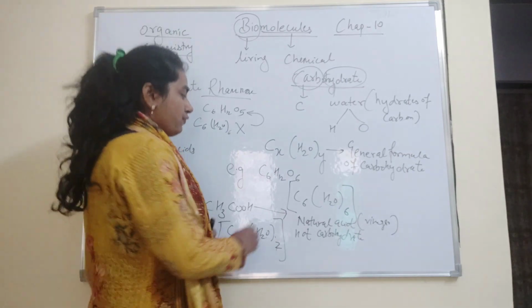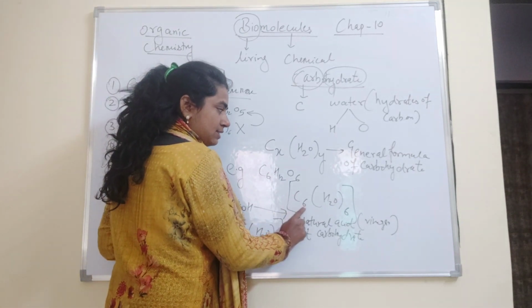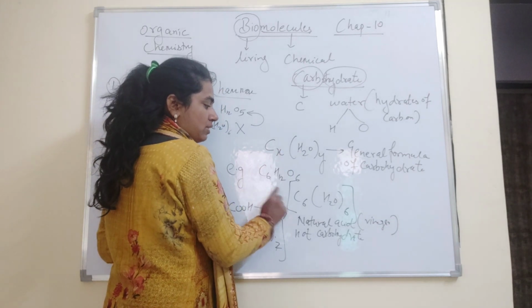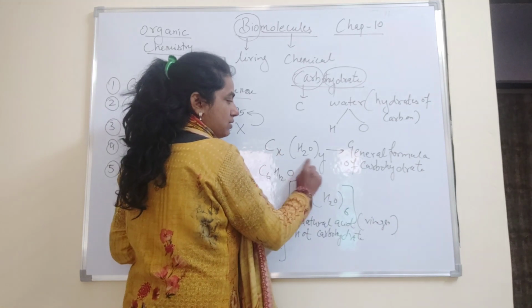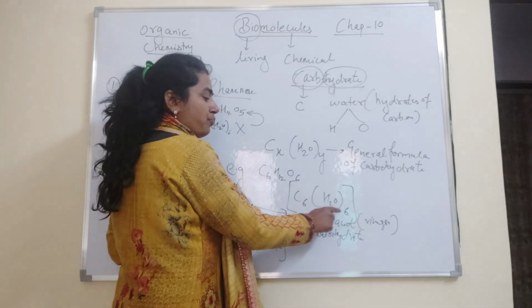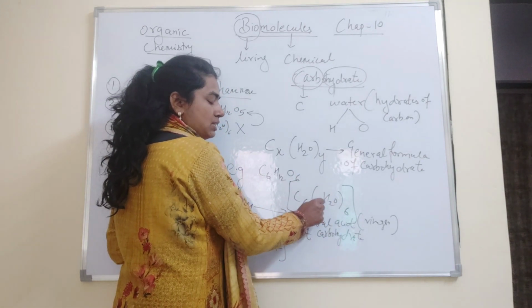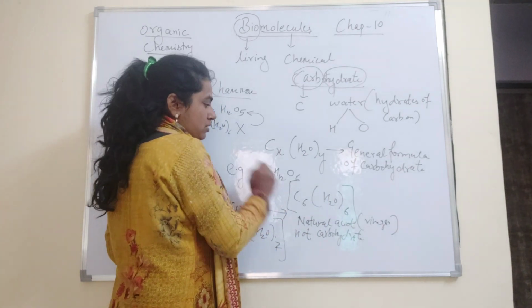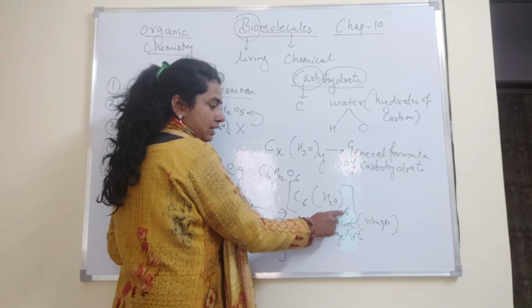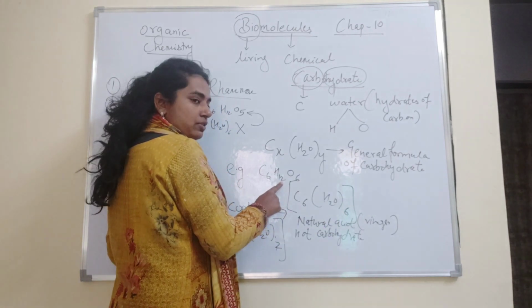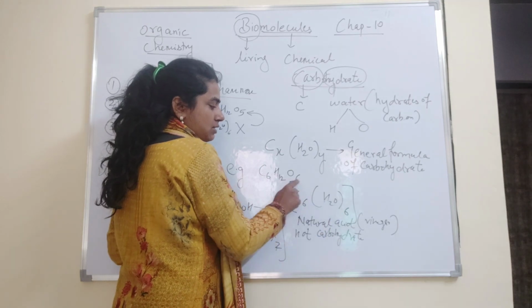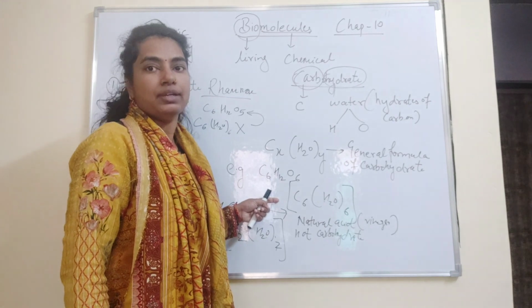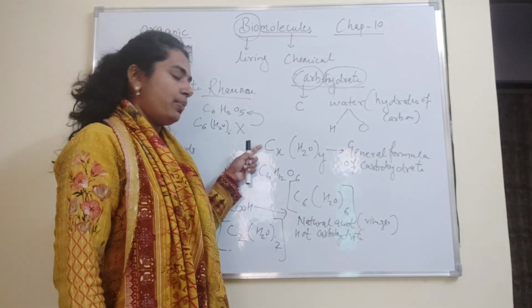How? X is the number of carbons. The number of carbons is 6. And (H2O)y: we have to put the value so that the hydrogen and oxygen numbers equal the general formula. So we put 6. If we put 6 here, then 6 times 2 is 12. That means 12 hydrogens are there, and 6 oxygens are there. That means the glucose formula follows this general formula. Fine. So this is a carbohydrate.